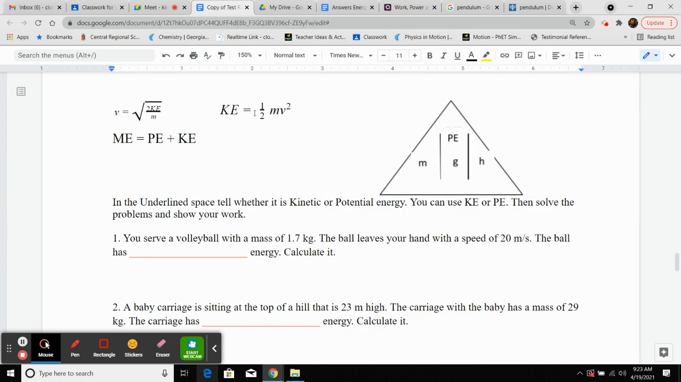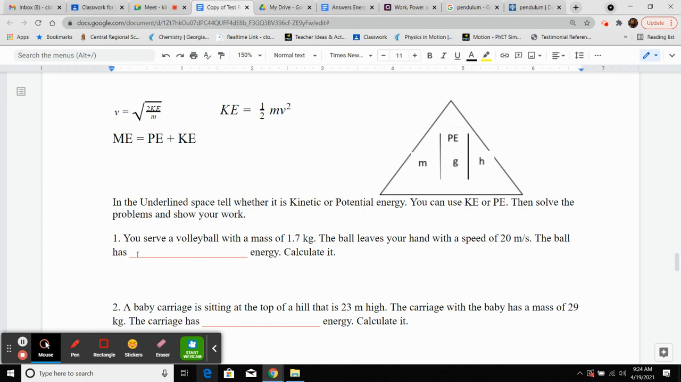Now down here, we have some equations. Kinetic energy is 1/2 mv squared. Mechanical energy is the sum of potential plus kinetic. And potential energy is mass times gravity times height. If you wanted to find height, it would be potential energy divided by mass times gravity. And you tell me whether it's going to be kinetic or potential energy. You can just use KE or PE.